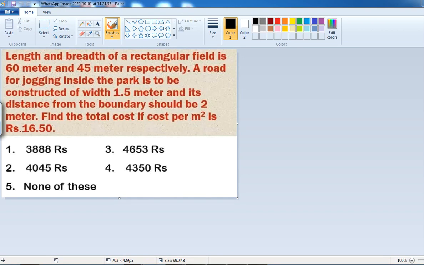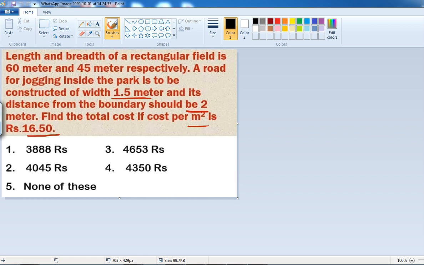So let us discuss one of the questions that has been sent by our students. The length and breadth of a rectangular field is 60 meters and 45 meters respectively. A road for jogging inside the park is to be constructed of width 1.5 meters and its distance from the boundary should be 2 meters. Find the total cost if the cost per meter square is rupees 16.50.